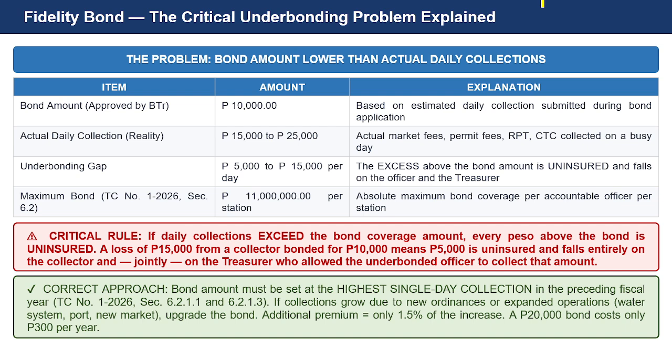There is enormous room to insure properly. The premium rate is just 1.5% of the bond amount per year, minimum 150 pesos. A 20,000 peso bond costs only 300 pesos per year. There is simply no financial excuse for an outdated, insufficient bond. Next slide.